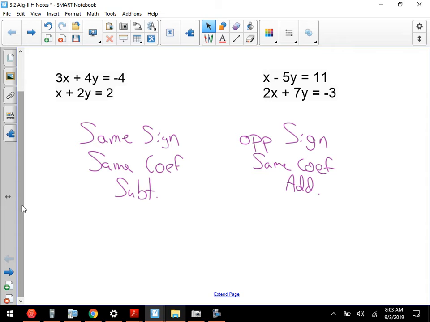Okay. And then obviously there's other ways of going about it by doing some linear combination stuff. What it means by linear combination is that you're going to create the same sign, same coefficients, or you're going to create opposite signs with the same coefficient. It's totally up to you when you start seeing these things what method to use. One method doesn't always mean it's the easiest. One method might be faster than another.